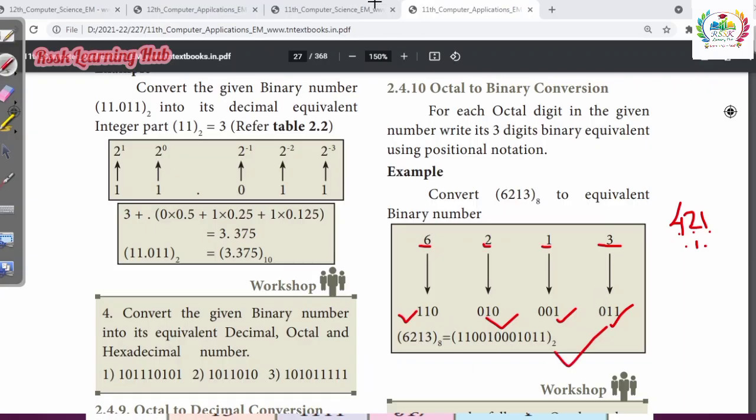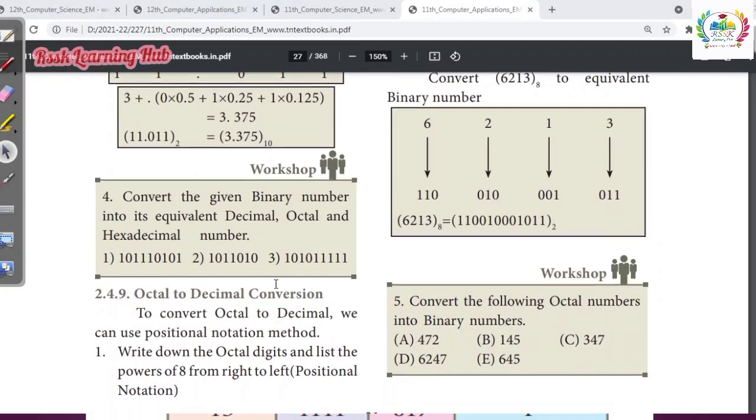That's all. These are all very easy things. If you start writing and doing, it will become very easy for you, and most interesting also, this conversion. Clear, students? Okay. Now we will see about hexadecimal conversion.